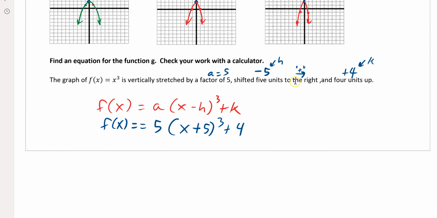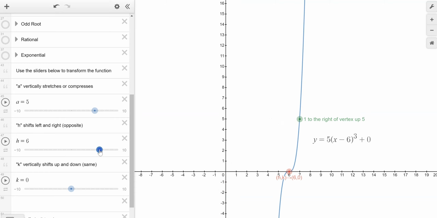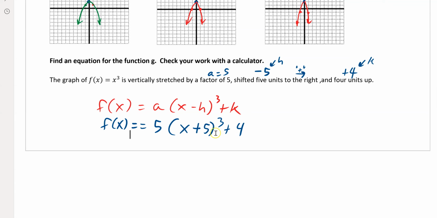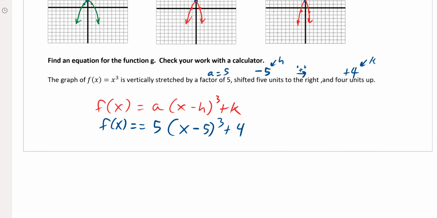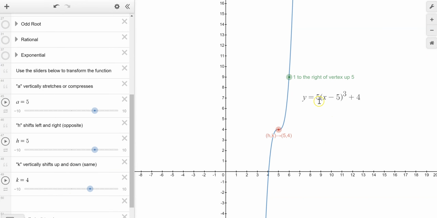And then it's shifted 5 units to the right. So we need to move this to the right, which means inside needs to be negative, I mean. So we need to have a minus 5 here for it to go to the right. Does that match what we have? No, it doesn't. So this needs to change to a minus, see? I even wrote minus too. So it's minus 5. This is why we check stuff. And then it needs to go up 4.